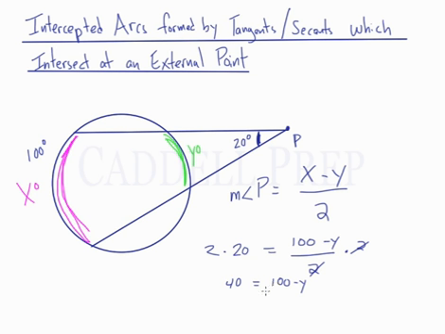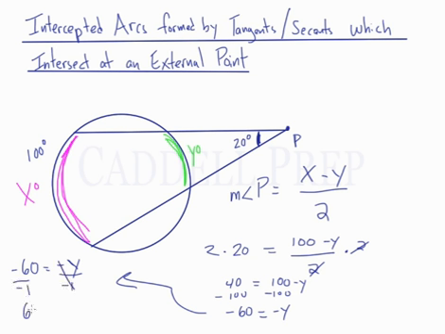Now we could subtract 100. Get negative 60 equals negative y. I'm just going to rewrite this here. And to solve for y itself, we have to divide by negative 1. So negative 60 divided by negative 1 is 60. So y equals 60. The measure of this arc is 60 degrees.